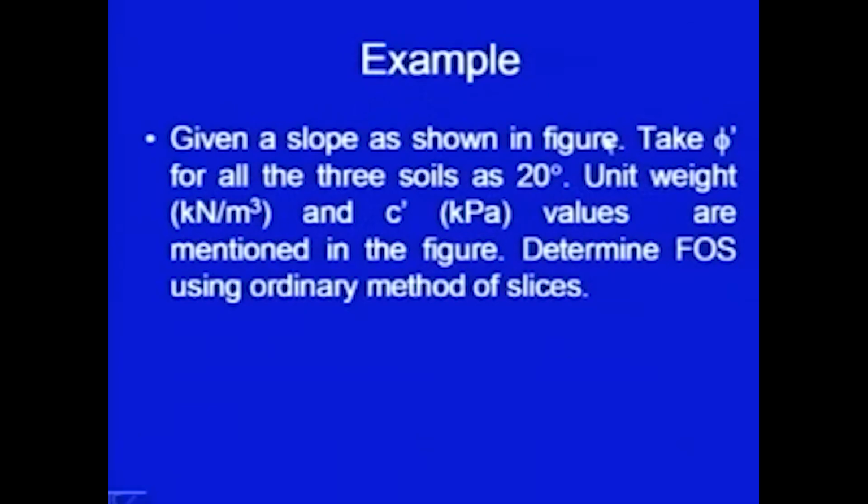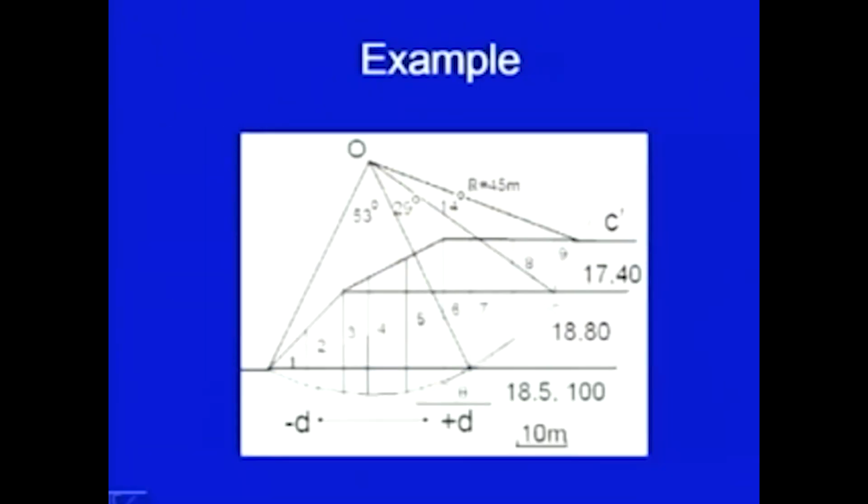Let us demonstrate the applicability of this method through one example. Here it is given that there is a slope as shown in the figure. Take phi dash for all the three soils as 20 degree, unit weight in kilonewton per meter cube and C dash in kilopascal are mentioned in the figure. Determine the factor of safety using ordinary method of slices.